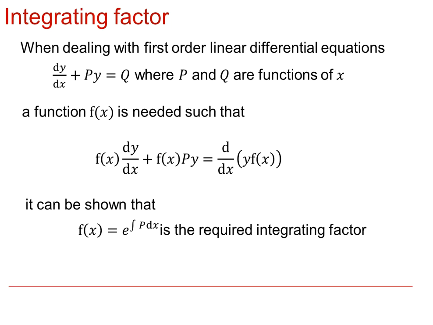So we need to find a function f of x such that f of x dy by dx plus f of x times p of x times y equals d by dx of y f of x. In other words, a perfect derivative of y f of x. It can be shown that this function f of x is the exponential of the integral of the function p of x integrated with respect to x, which is the required integrating factor. For a proof of this result, please see your textbook or online.